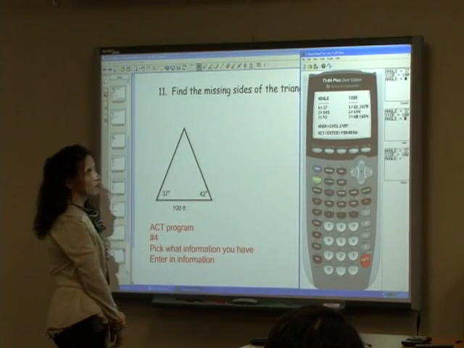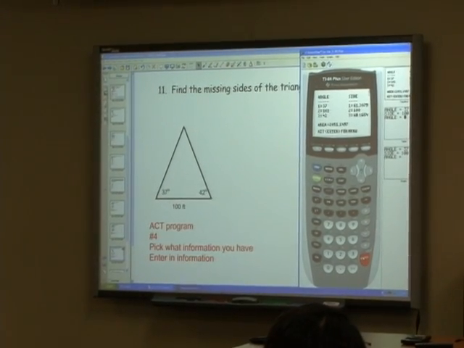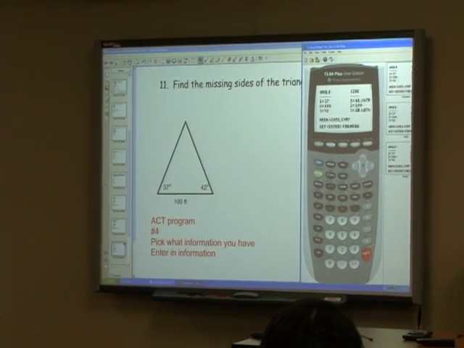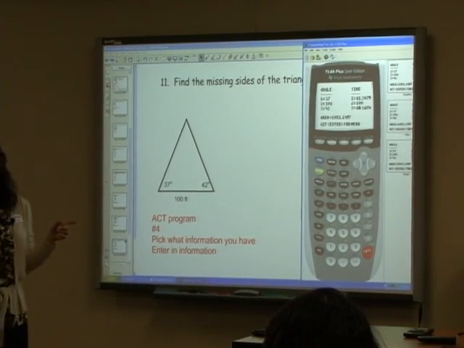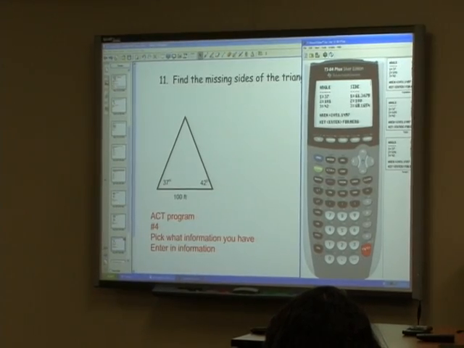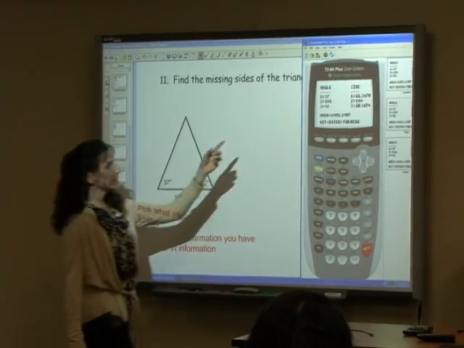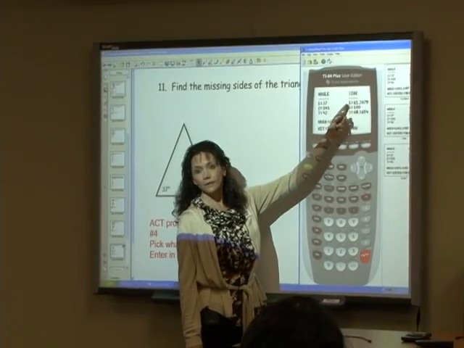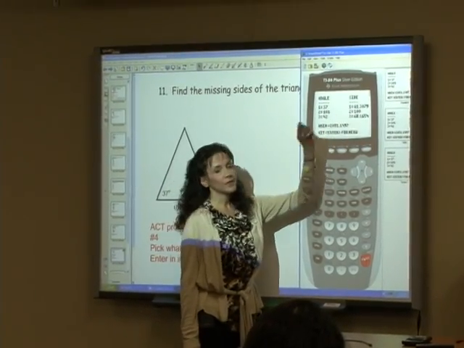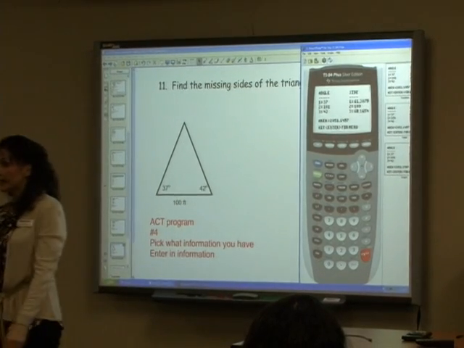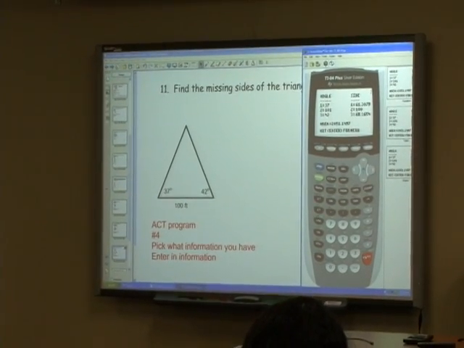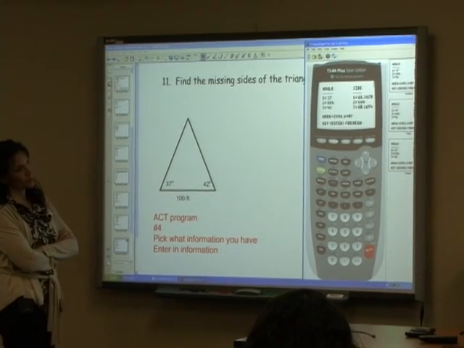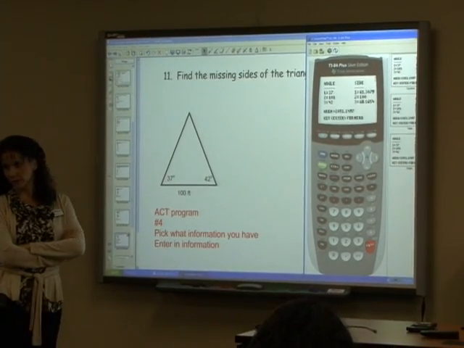Enter. All right, so it will list all of your angles, it will list all of your sides, and it will also give you the area of the triangle. Okay? Now, when it lists these, this angle would always be opposite this side. So they kind of go together. Okay? Everyone good? Let's look at one more.